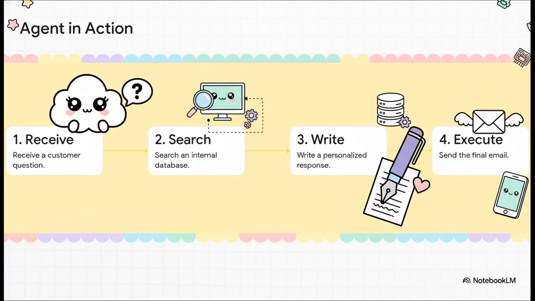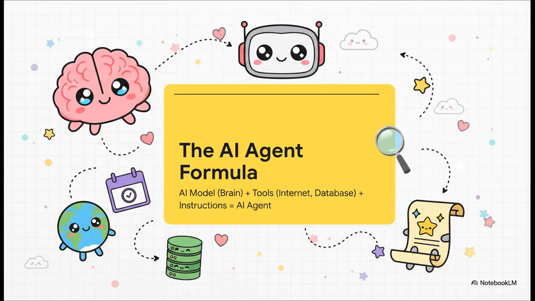Let's make this real with a quick example. Think about a customer service agent. You ask it a question, but instead of just answering based on what it knows, it can actually go do stuff. It can search a company database for your order status, use its brain, the model, to write a custom reply, and then, and this is the key part, it can actually send the email. It's a chain of actions, not just a single answer. So you can basically think of an AI agent as a formula. You take an AI model, that's the brain, you give it access to tools like the internet or a calendar or a database, and then you give it a set of instructions or a goal to achieve. Put those three things together, and bam, you've got an AI agent.